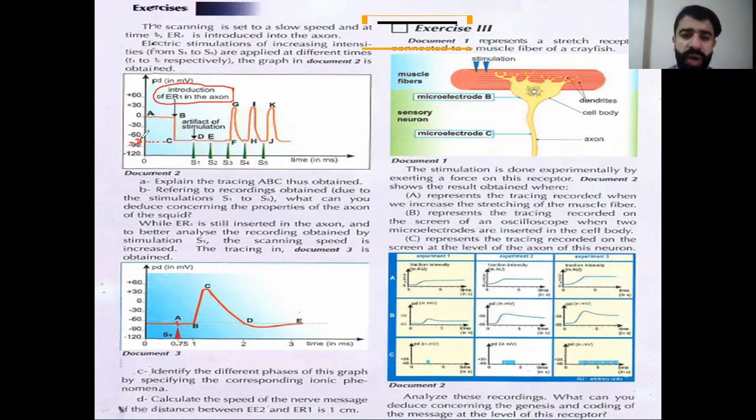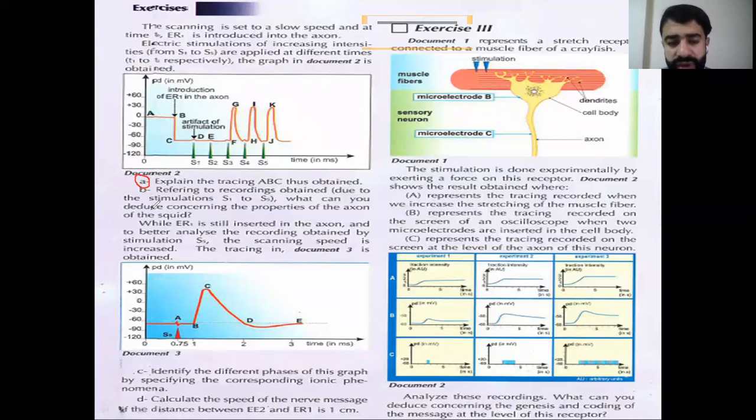If you remember, this was in the introduction, where we started with this experiment. We did 3 experiments. We placed first 2 electrodes on the external side, and the needle of the galvanometer doesn't deviate, it stays at 0. Then we place both of them on the inside, and also the needle remains at 0. However, when we introduce one on the inside and the other on the outside, this leads to the potential difference equal to minus 70 millivolt, which represents the resting potential. This is the explanation of the tracing ABC, the first part.